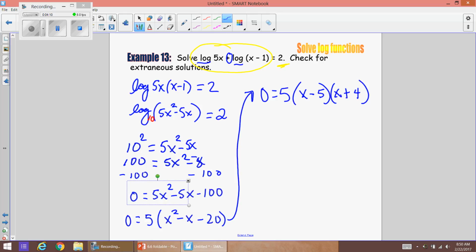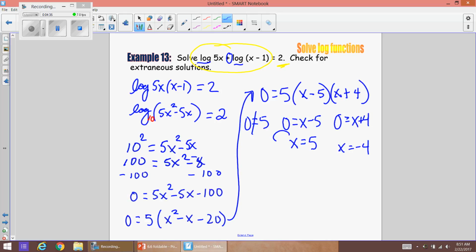Yay, good for us. Now we have to solve it. Okay, remember to solve it, you set everything equal to 0. So you have 0 equals 5, which, duh, it's false. You have 0 equals x minus 5, which is x equals positive 5. And you have 0 equals x plus 4, which is x equals negative 4. Okay, we have two answers.